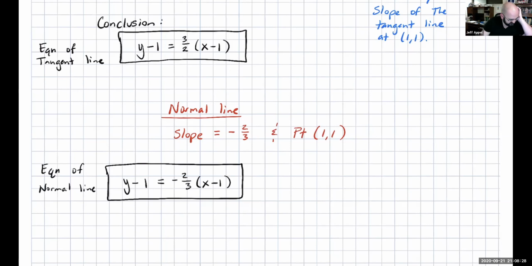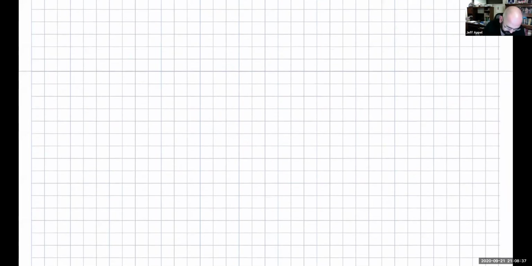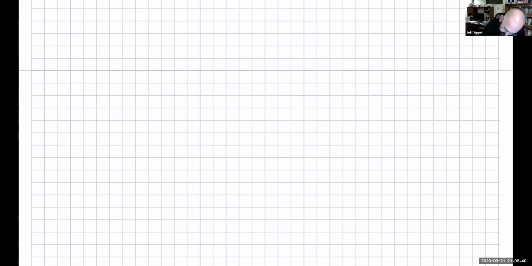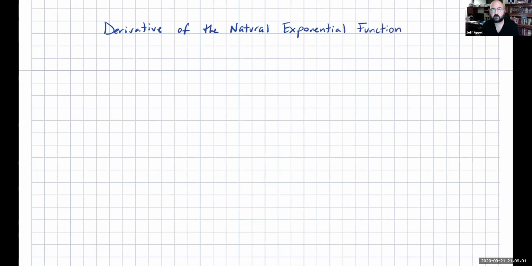All right, the last thing that I'm going to leave you with is this here. It's the derivative of the natural exponential function. The derivative of the natural exponential function sounds like something that's going to be really terrible, but it's actually not. The natural exponential function is e to the x.